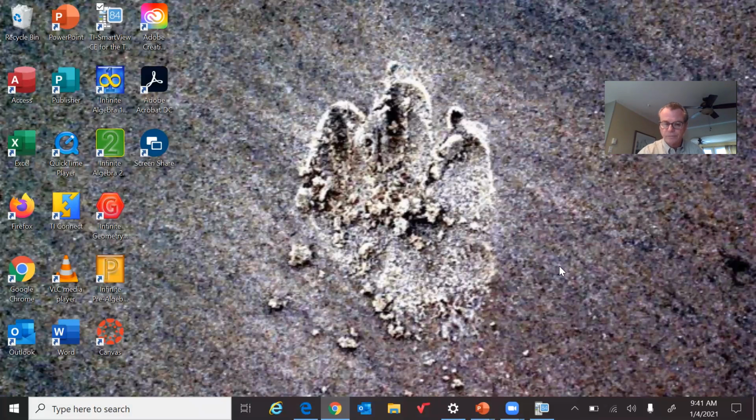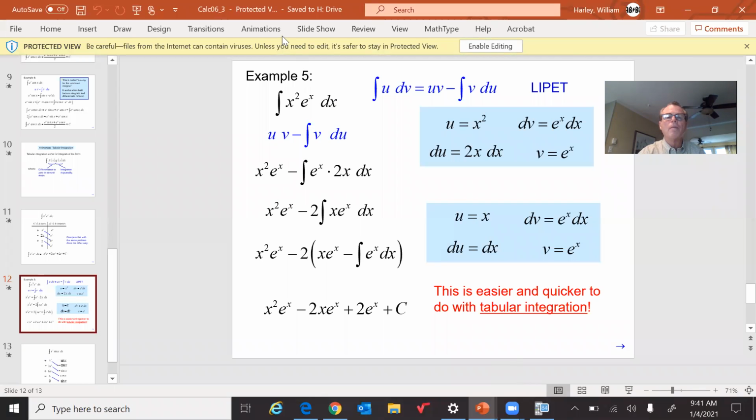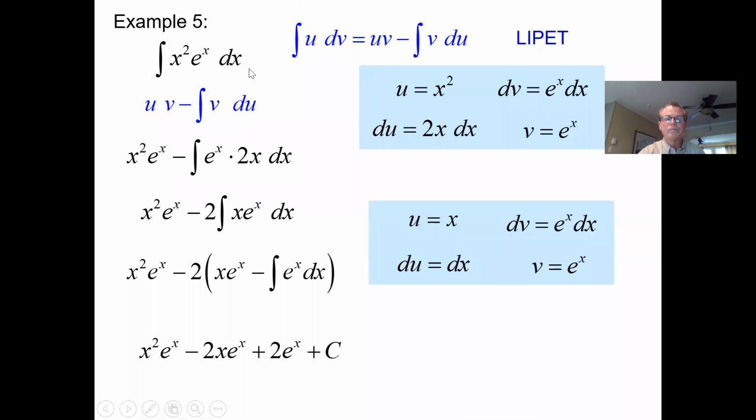And this is 6.3, the beta lesson. So we're going to come back to the PowerPoint from and here's an example. Ready? So this is in your book. This matches up. It's example 5 in your book.